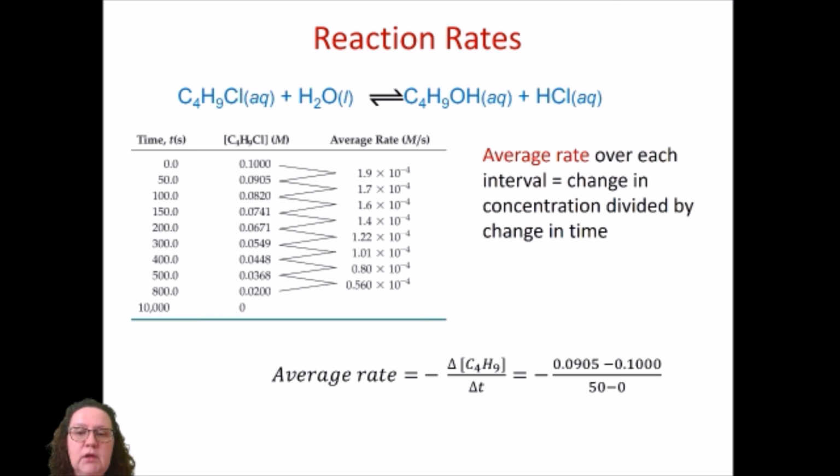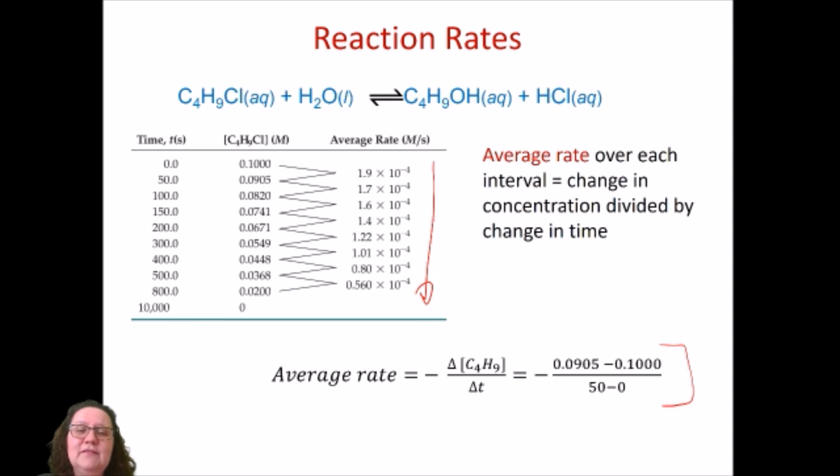So for example, if we calculate the average rate of reaction over the first 50 seconds, if you plug in the numbers, you will get 1.9 × 10^-4 moles per liter per second. And you can calculate an average rate for each 50 second interval, well, for each interval that has been measured. And as you can see, the values slowly decrease. And that's quite common. It is quite common that the average rate decreases over time, and we can delve more into why that is in future slides.